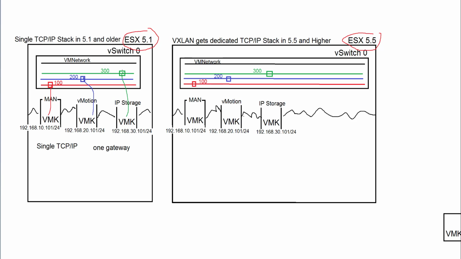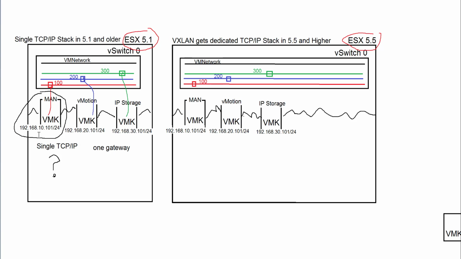But really the main thing here is in 5.1 and older, I only have one TCP/IP stack, which means I have one gateway. So the question would be, out of these VM kernel NICs that we have configured here, what would make the most sense? Which one of these would I leverage my gateway for? And the answer would be management, right? So this would be ding, ding, ding, ding, here's the winner, right? So that means management would actually get the gateway.